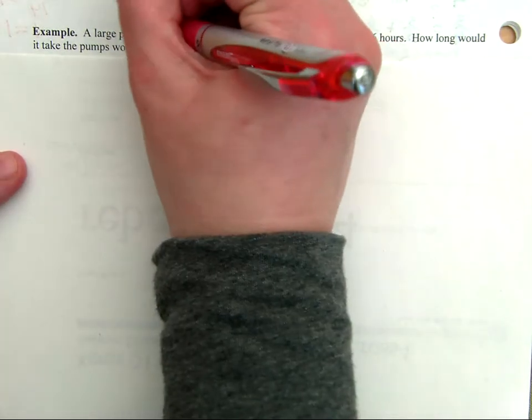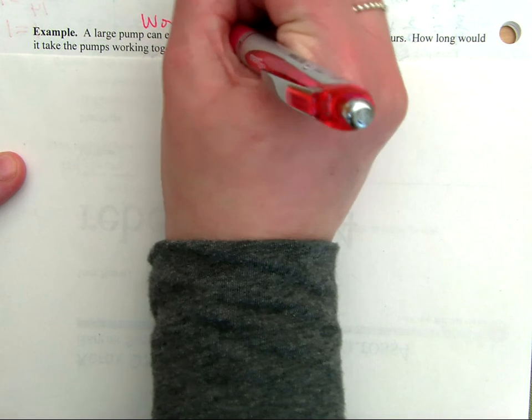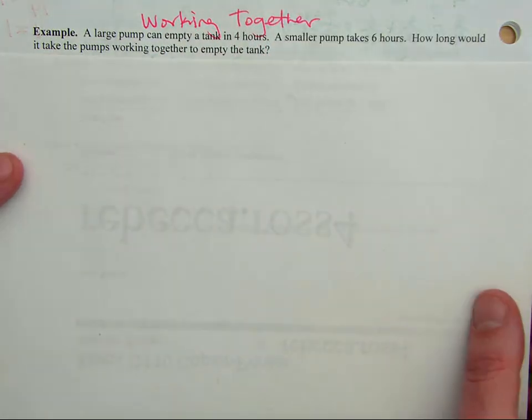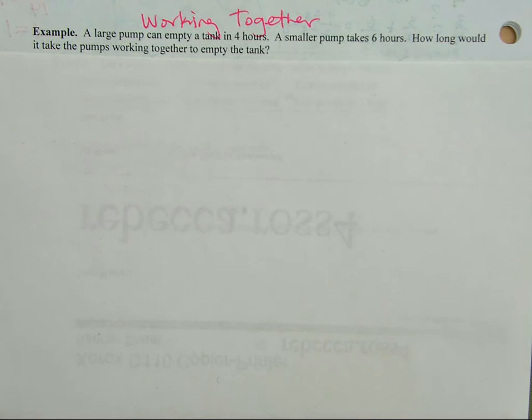The second type of word problem that is going to require us to use rational equations is a working together problem. So we call this a working together type of word problem. It could be for people working together. It could be for machines working together.